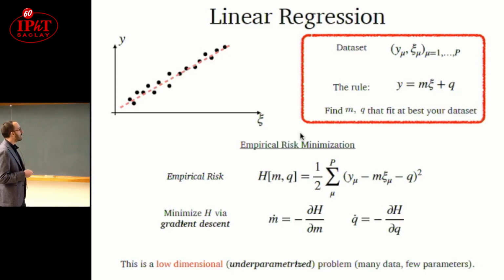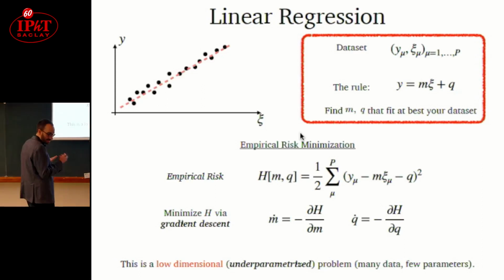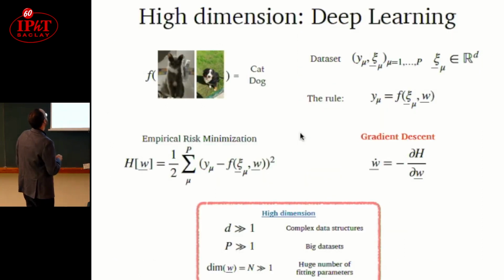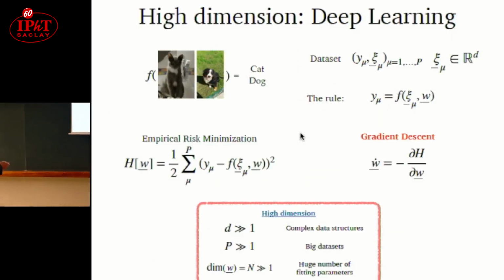So this is a low-dimensional problem. You have just 2 parameters to be found, and you are under-parameterized in the sense that you have many points and just few parameters. Now, what happened? So this is, by the way, how science works. And what happened in the last 10 years is that this paradigm has been extended into high dimension.